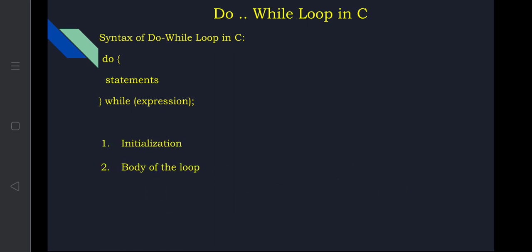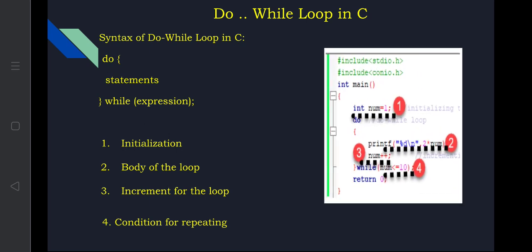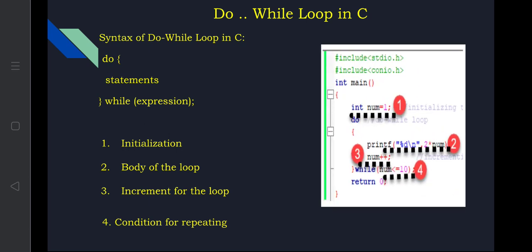So the same program is done using the do while loop. See the diagram here, marked 1, 2, 3 and 4. What is 1? 1 is the initialization part, given here, and 2 is the body of the loop. What is the body of the loop here? Print num value is the body of the loop, and then num plus plus. So these two together form the body of the loop, and here the third is the increment for the loop.